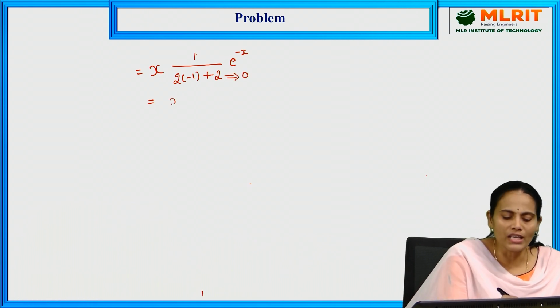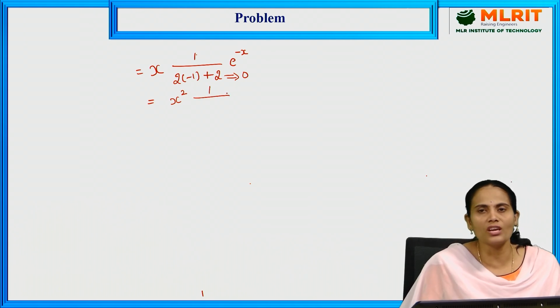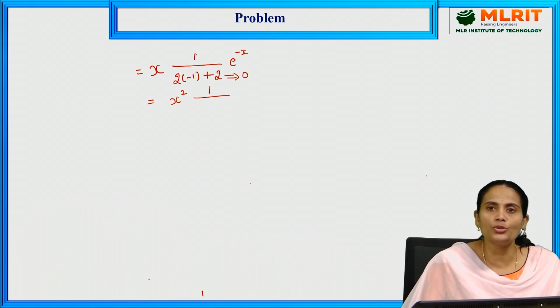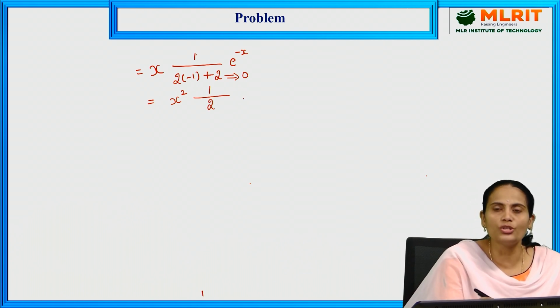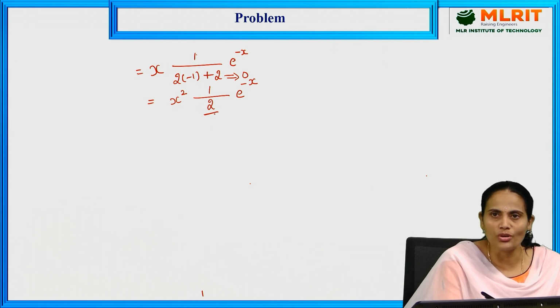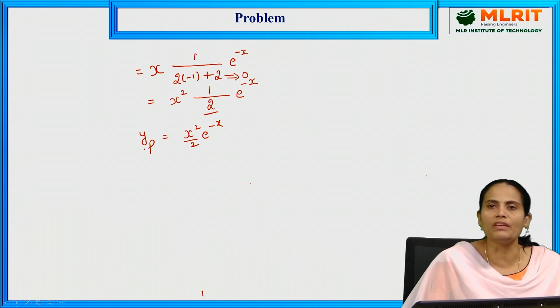So again you have to multiply with x square and again differentiate f dash of D. So f dash of D is 2D plus 2. Again the differentiation is only 2, into e power minus x. So in the denominator, the value is not equal to 0 here. So x square by 2 into e power minus x is the yp value.